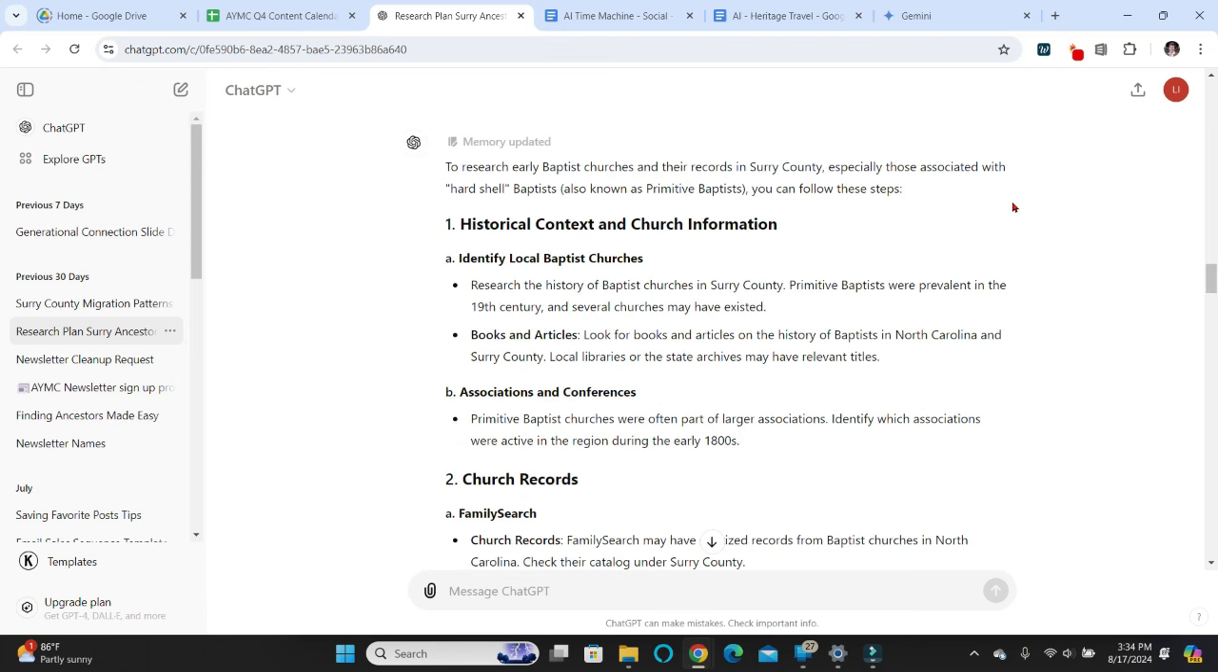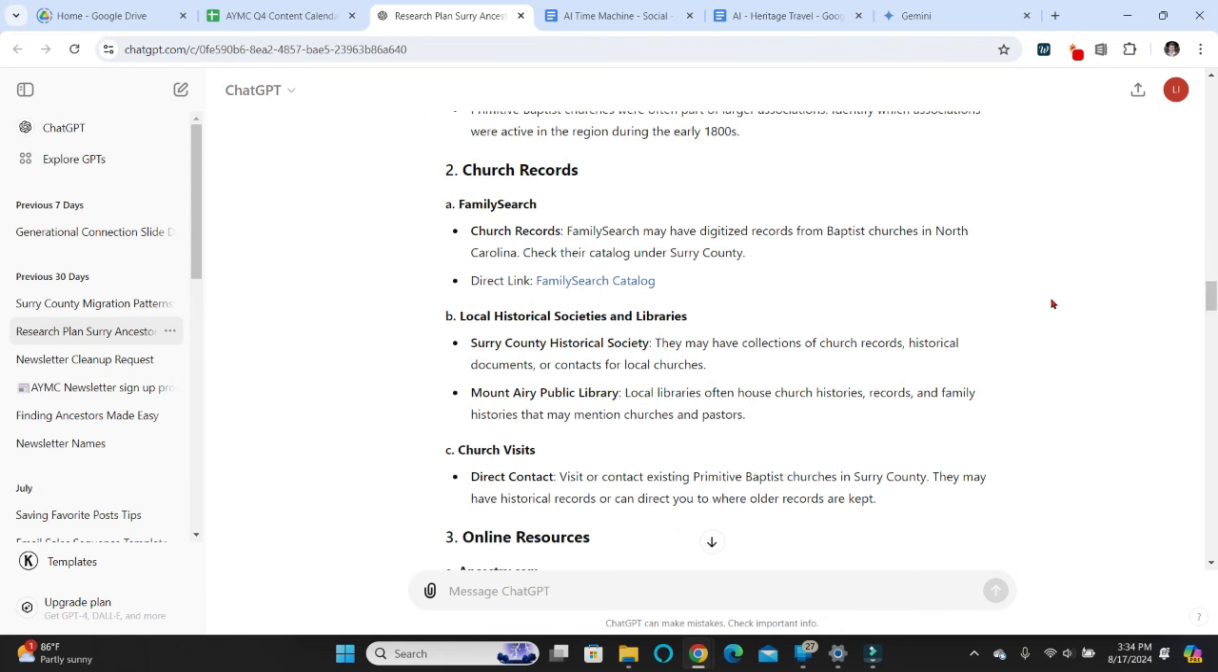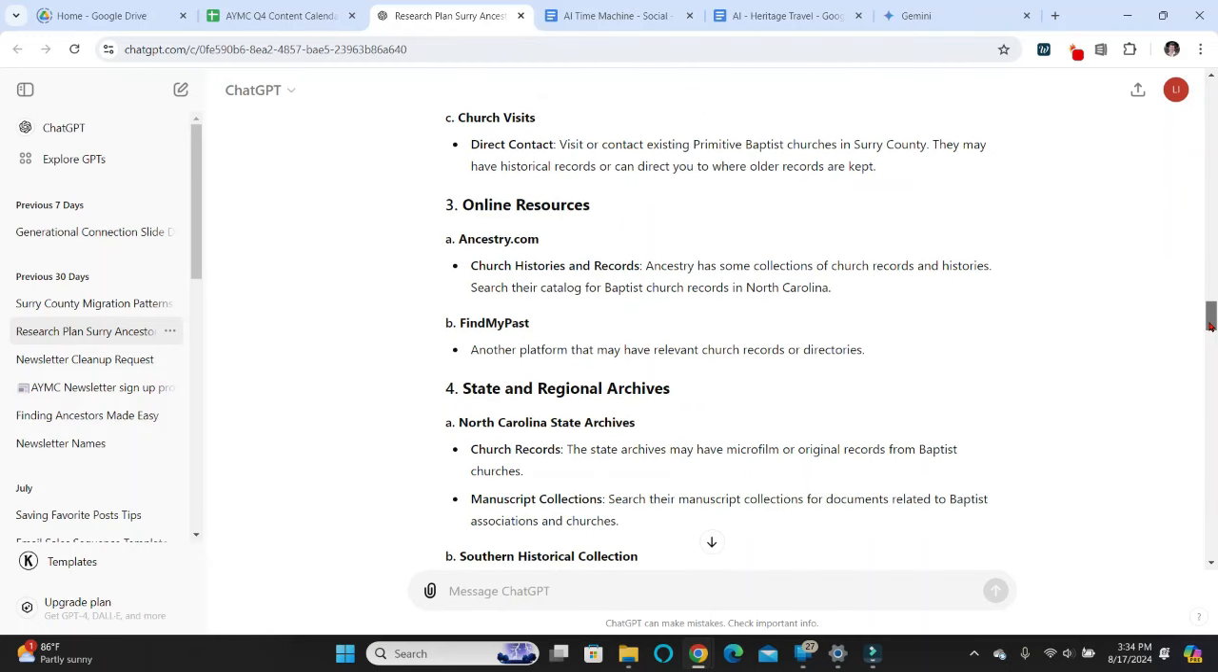So it tells us a little bit about how hard shell Baptists were also known as primitive Baptists, which was very common up in the area during that time period. It's telling me how to identify those local Baptist churches. I would need to research associations, church records, what FamilySearch has, local historical societies, libraries, and church visits. Coming on down, it's telling me there could be some online resources, Ancestry, Find My Past.